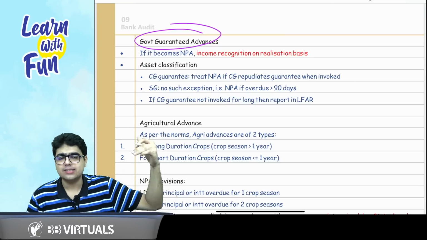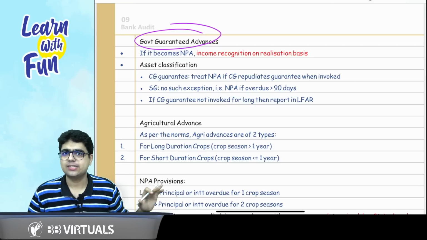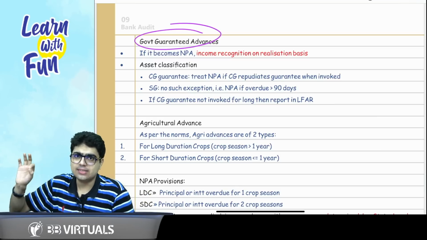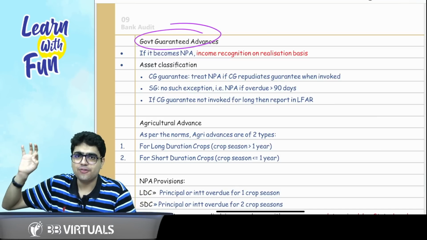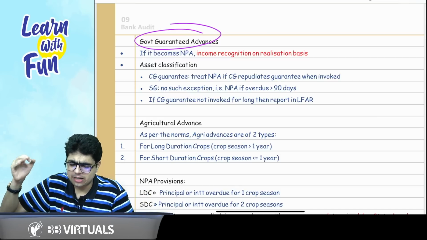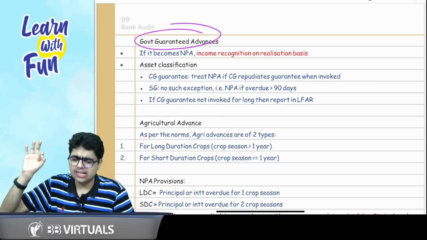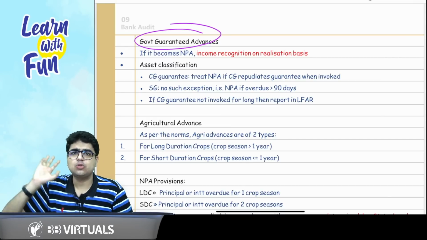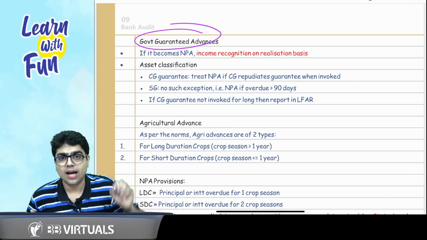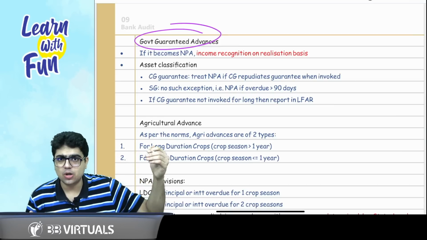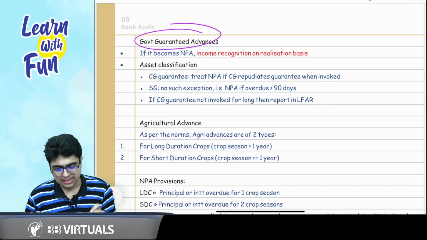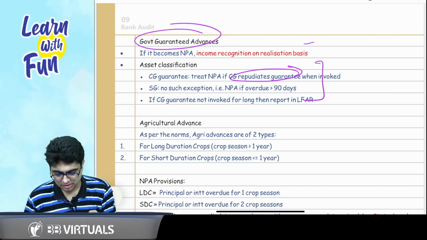What about state government guaranteed advance? No exception to it. Only exception is classification if the advance is guaranteed by central government. You don't classify it as NPA even though it is overdue for more than 90 days unless the central government backs out, that is, repudiates the guarantee. Got it, sir? Got it.